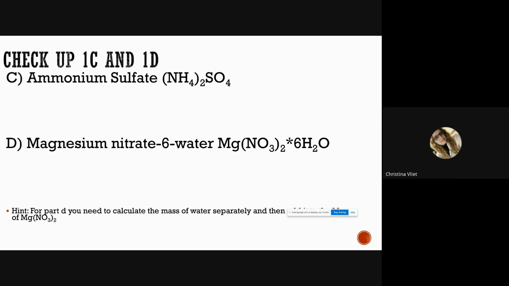All right, here we go. Continue. Notice it says check up 1C and 1D. That means these questions are from where? Where am I pulling these questions from? The Cambridge University Press textbook, which is a really good textbook. But it means these are not actually Cambridge exam questions. These are made by the makers of the textbook.